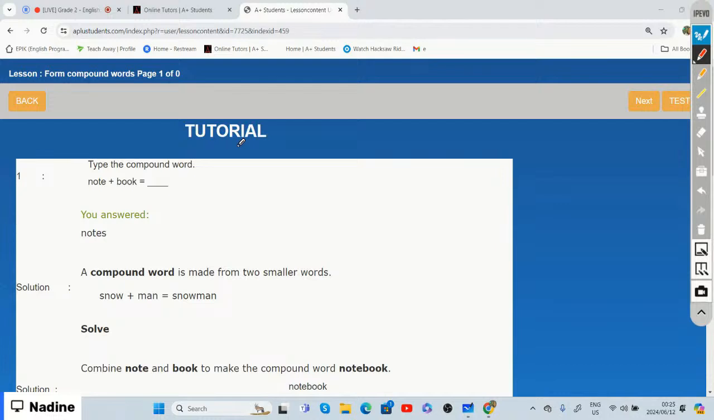Backpack is correct. Yes, and if we were to join these two words to make one word, we can say it is notebook. So note plus book is notebook. Remember, we must write it as one word. And well done. Let's go to our test.